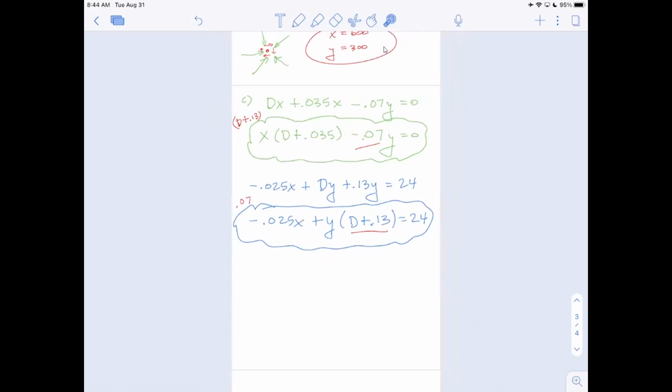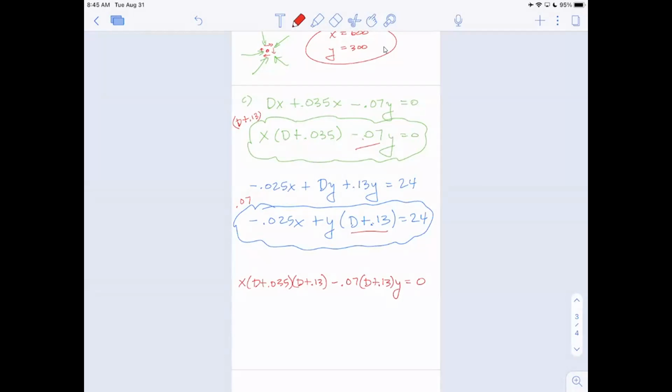So just to write out what I've got: x times D plus 0.035, and now also times D plus 0.13. And then I've got minus 0.07 times D plus 0.13, and that's all times y. And then fortunately, on the other side, it's equal to 0. So when I multiply that, it just stays 0.